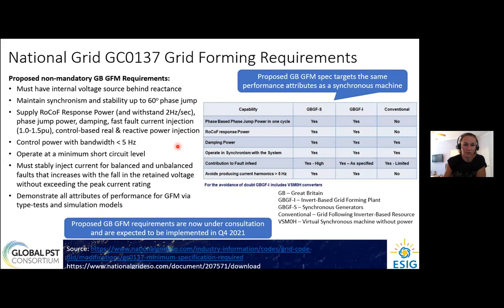So that's similar to grid following inverter voltage control and frequency control. Control power with bandwidth less than 5 Hertz, operate in minimum short circuit level, must stably inject current to balanced and unbalanced faults, and the current is supposed to increase with fall of retained voltage. And that's required only up to the inverter capability. They're not required to go into overload. And then they're required to demonstrate these capabilities in simulation tests.